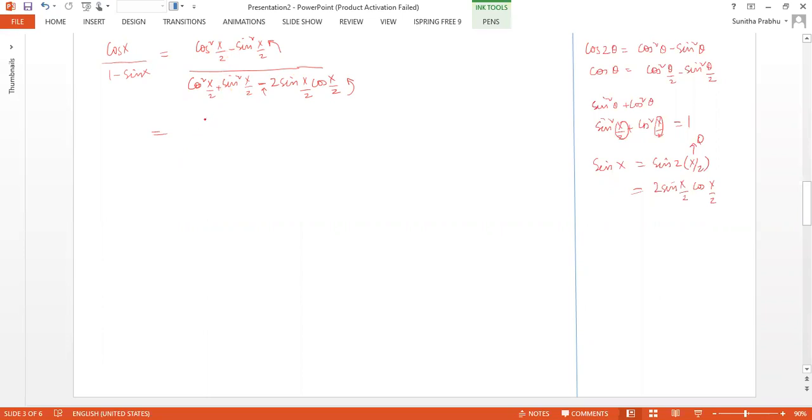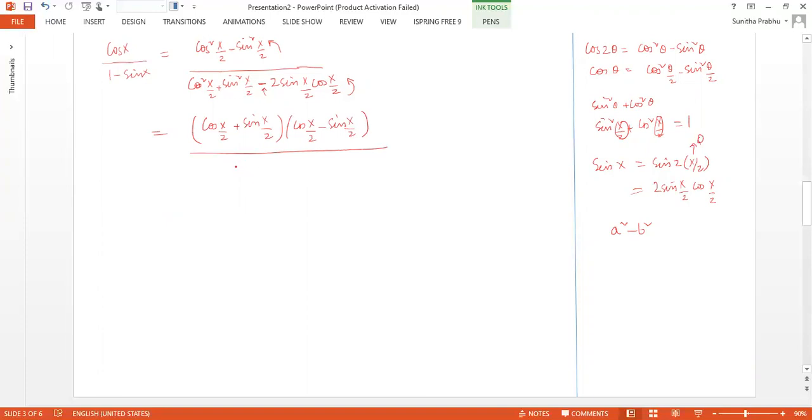So it will be cos square x by 2. That is cos square is a square minus b square. Oh, sorry. Cos x by 2 plus sin x by 2. Very good. Close the brackets. And it will be cos x by 2 minus sin x by 2. Very good. And bottom?